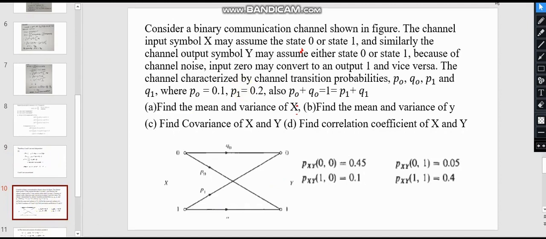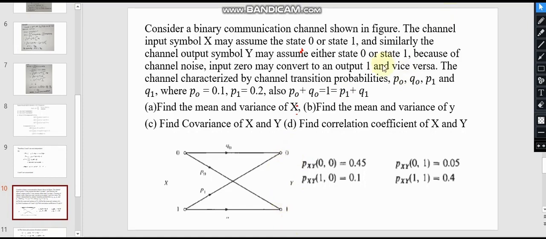In this example, consider a binary communication channel as shown in the figure here. The channel input symbol x may assume the state 0 or state 1. So here is the state 0 and here is the state 1. Similarly, the channel output symbol y may assume state 0 or state 1.